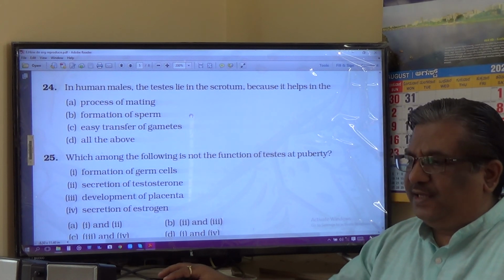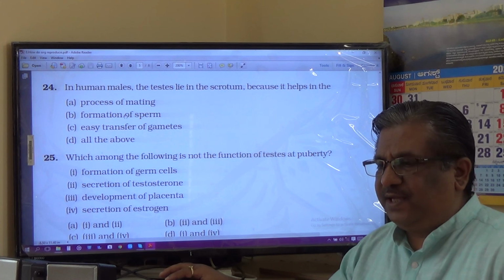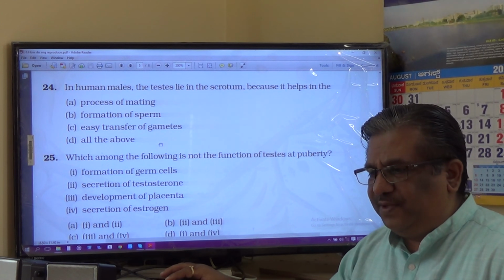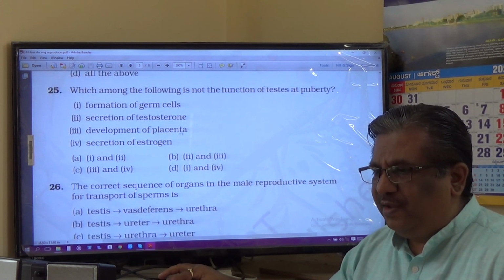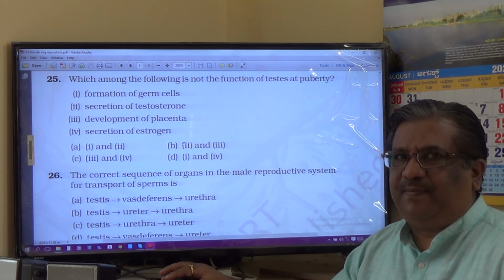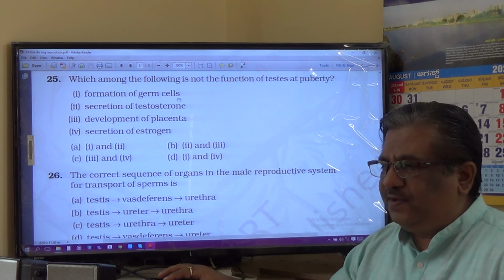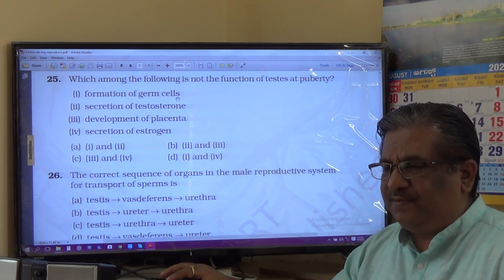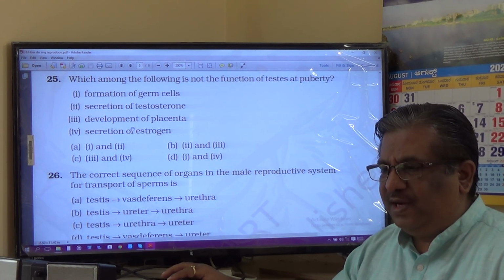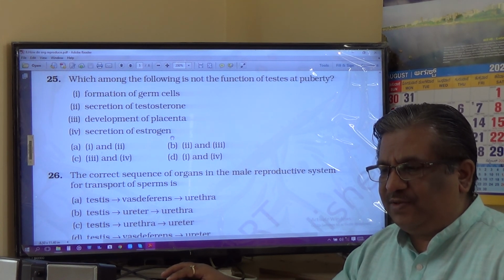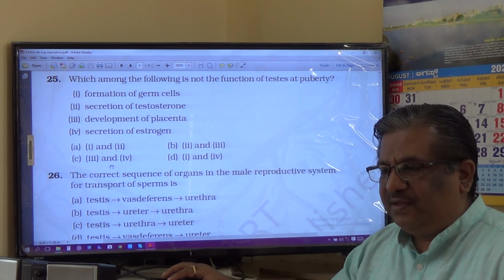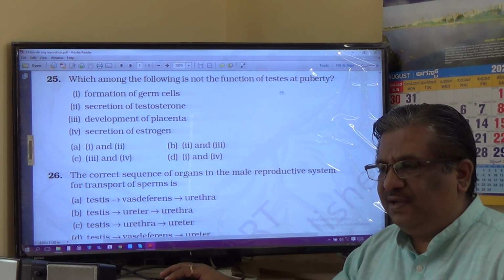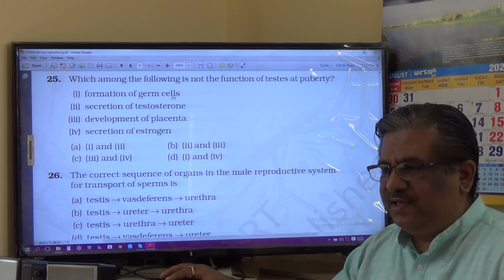In human males, the testes lie in the scrotum because it helps in the process of mating? No. Formation of sperms? Yes. Easy transfer of gametes? No. All of the above? Formation of the sperms, because they require lower temperature, and the temperature below the abdomen is slightly lower than the body temperature. Which of the following is not a function of testis at puberty? Formation of germ cells, secretion of testosterone, development of placenta, secretion of estrogen. So here 3 and 4, development of placenta and estrogen, are not the functions of the testis during puberty. Testosterone, yes. Germ cells, yes.